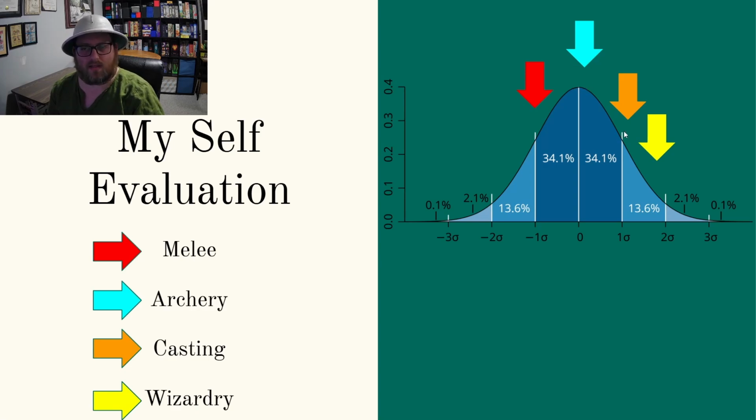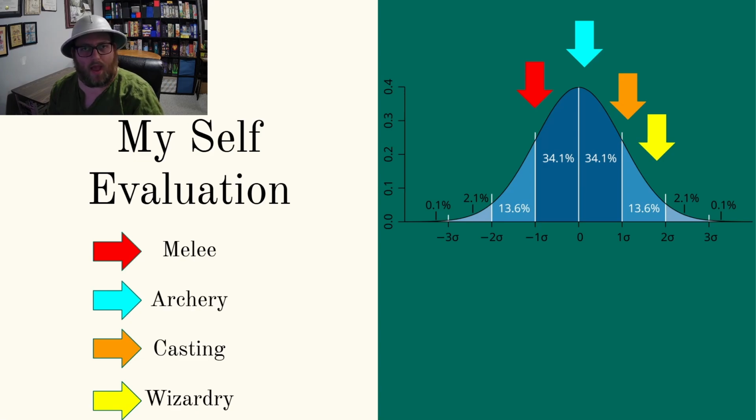For casting, I said that in casting in general, I'm probably above average, in that first standard deviation pocket. And for wizardry, I felt like I'm also in that first standard deviation pocket. I feel like I'm definitely in the top 10% of wizards, and probably the top 15 to 20% of just standard casters, just based on where I honestly evaluate myself.